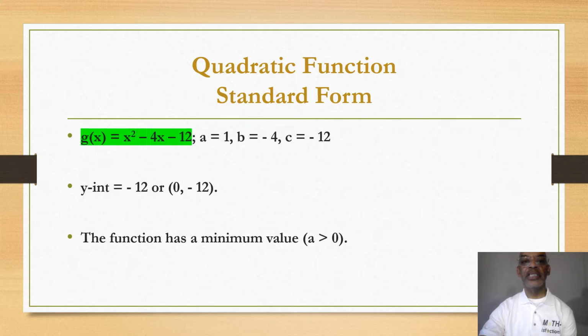I will use the function g of x equals x squared minus 4x minus 12 to demonstrate standard form, vertex form, and intercept form throughout the video. In standard form, we readily see that the y-intercept is negative 12. This function opens up because the value of a is greater than 0. For this function, the value of a equals 1.